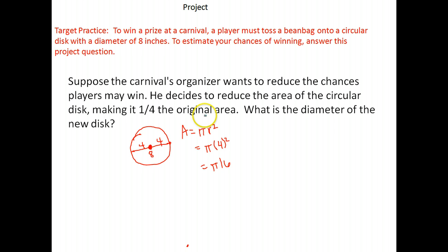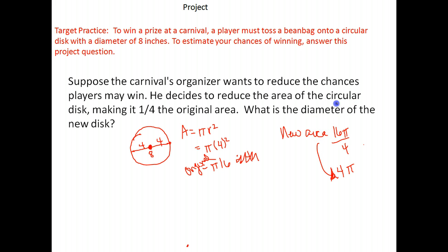Now it says he decides to reduce the area of the circular disc, making it a fourth of the original area. Okay, so 1/4 means we're dividing by 4. So this was our original. Our new area, take that 1/4 off, is going to be 16 pi, 1/4 of that. So divided by 4. Well, 4 goes into 16 4 times. So our new area is an area of 4 pi.